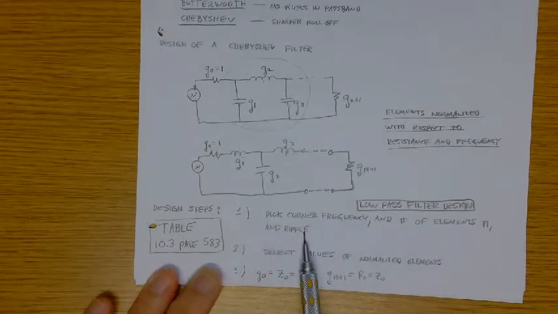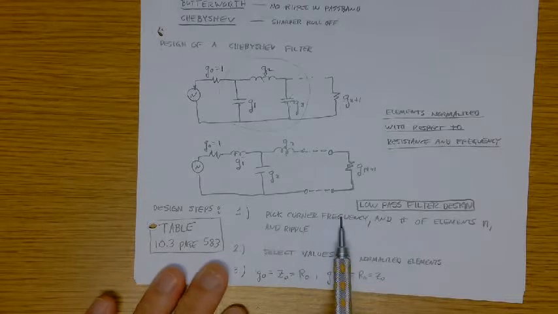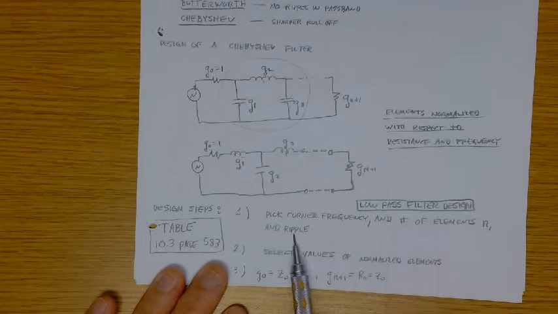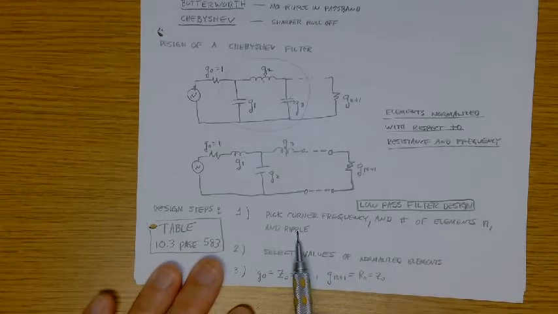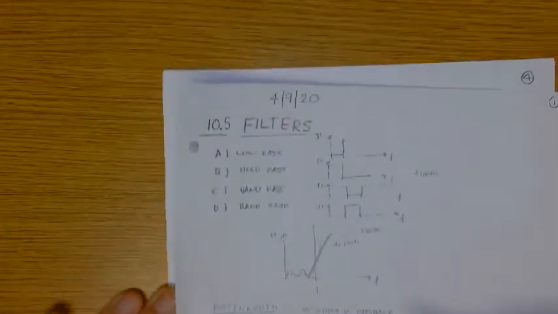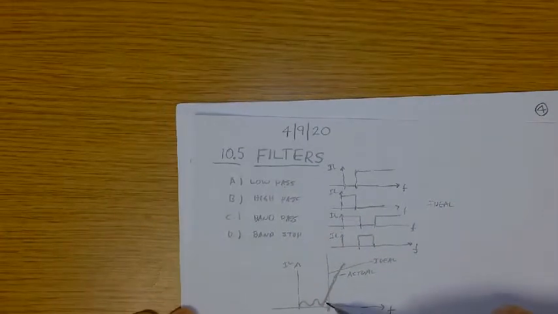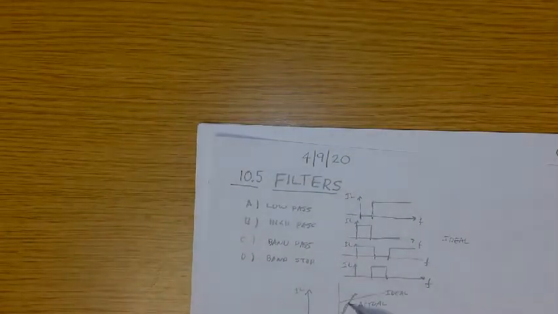So what do we mean by that? Pick the corner frequency. That's where it starts breaking, the number of elements, and the ripple. By corner frequency, what do we mean? That's this frequency right here, back for this actual case.